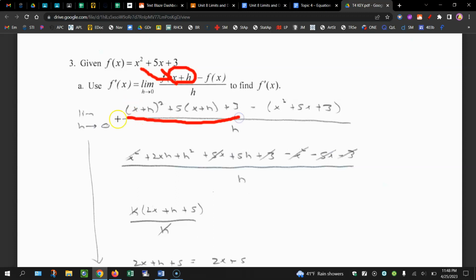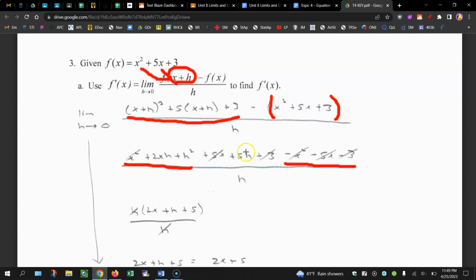This part here, x plus h squared plus 5 times x plus h plus 3 minus the original function. Make sure you have the parentheses there so that you do distribute the negative. X plus h squared, we've done that multiple times, turns into that. Distribute the 5 to both, and then make sure you've distributed the negative to all three of these terms.